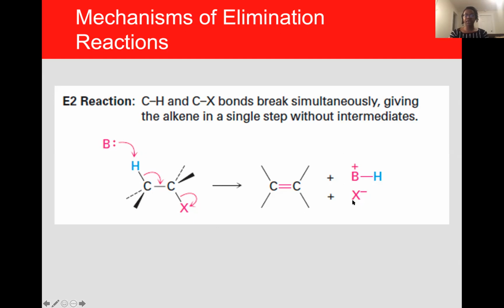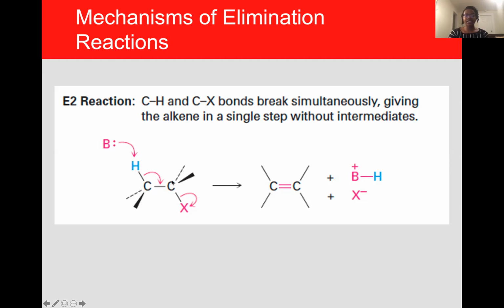A couple things to point out about this mechanism. First, it all happens at the same time. So your base attacks the hydrogen while simultaneously breaking the carbon-hydrogen bond, also forming the carbon-carbon bond, and also breaking the carbon-leaving group bond as well. So this reaction happens all in one step. There are no intermediates.